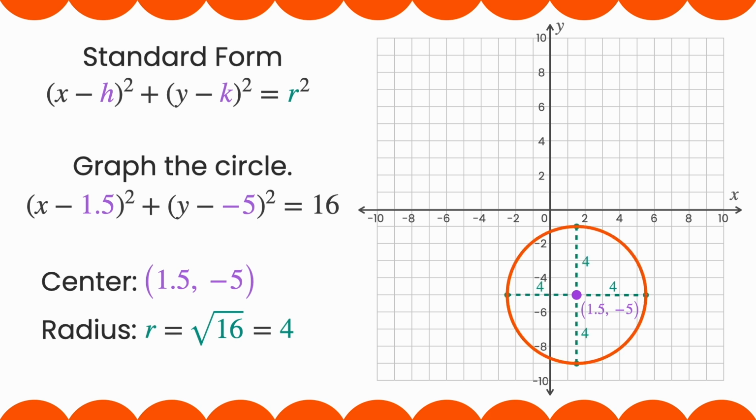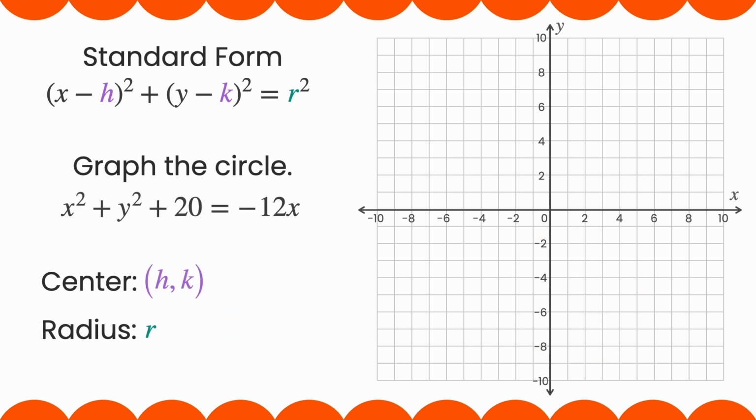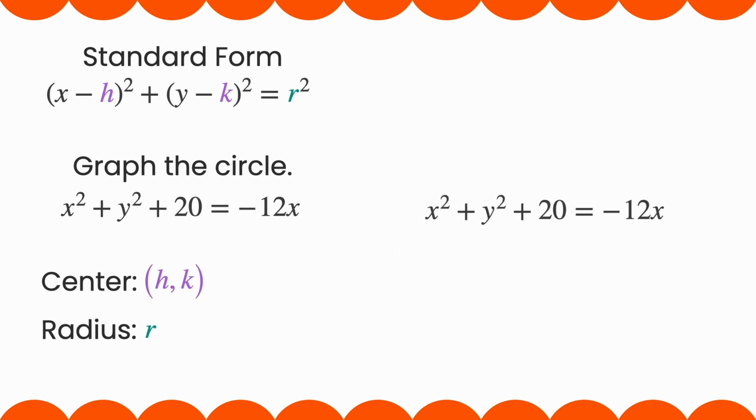Nice work. Let's try one more together. The last equation is not in standard form, so let's take a moment to rewrite it in that form. Because in standard form the variables are together on the left side and the right side is just a constant, let's start by adding 12x and subtracting 20 on both sides. This is looking better, but standard form only has one x term, whereas this equation has two x terms. We'll have to complete the square in order to write those x terms as a single expression squared.